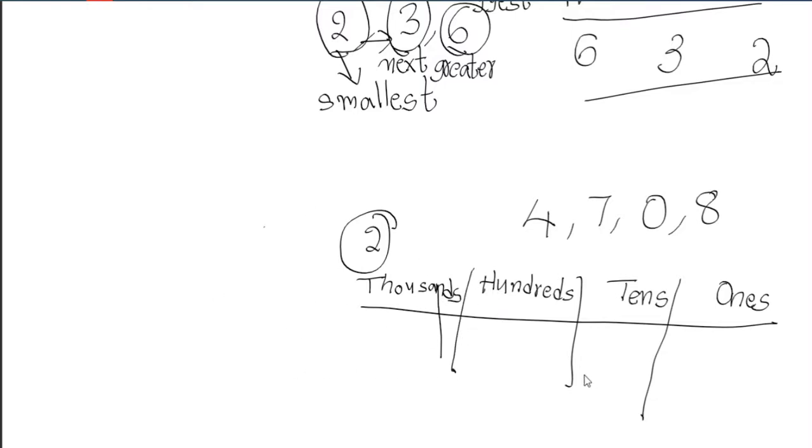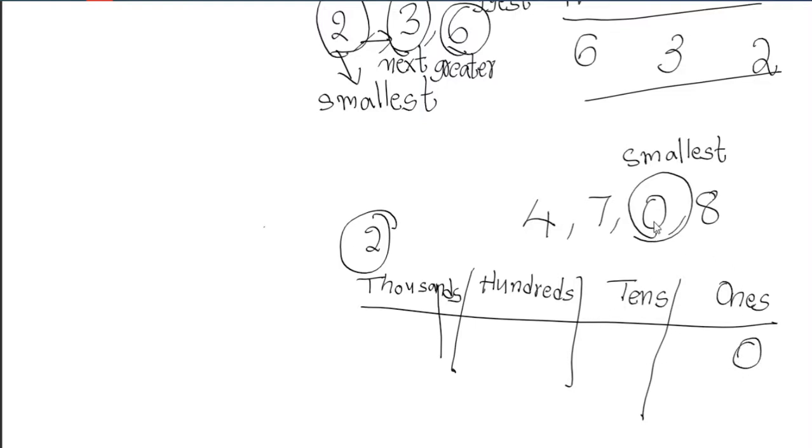Among these you have to choose the smallest number. So among these 4, which is the smallest? Obviously 0 is the smallest number. 0 is the smallest among all these numbers. So you have to write the smallest number at the ones place. Always start from the ones place. 0 at the ones place.